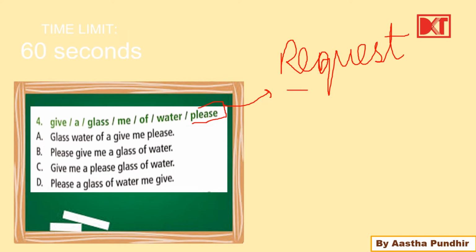Okay, so let's see. A, glass water of a give me please. B, please give me a glass of water. C, give me a please glass of water. D, please a glass of water me give. So here the correct answer is B. Please give me a glass of water. You know, you're requesting them to do what? Give, the verb, me a glass of water. Right?